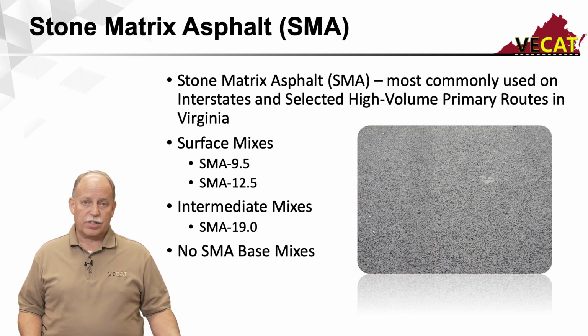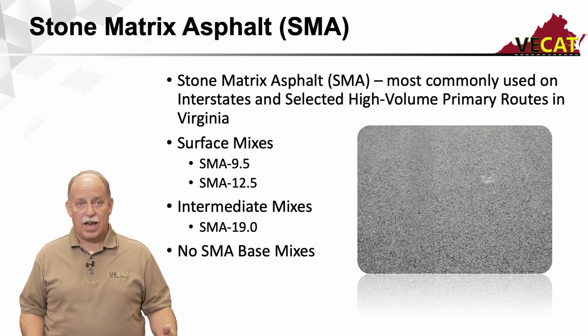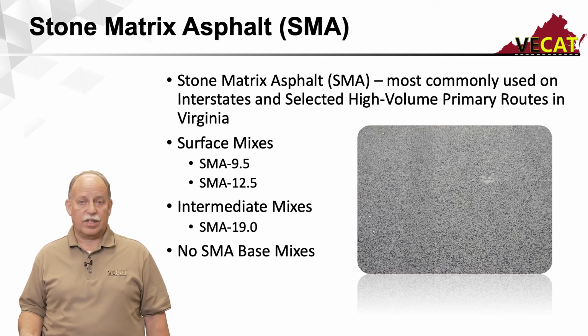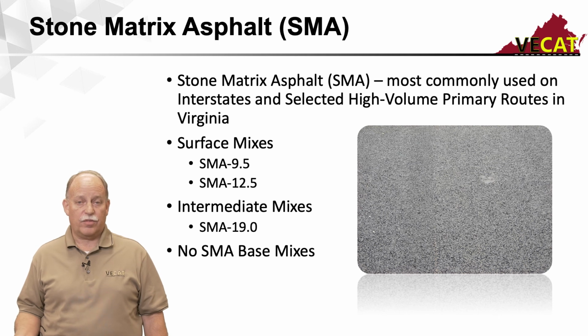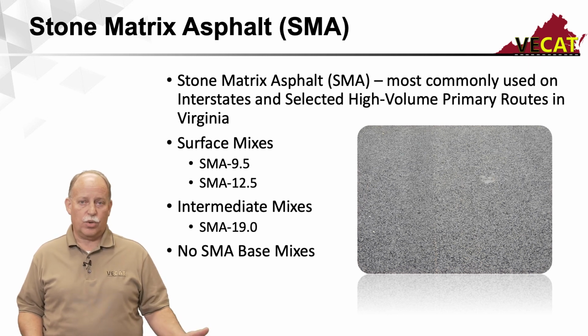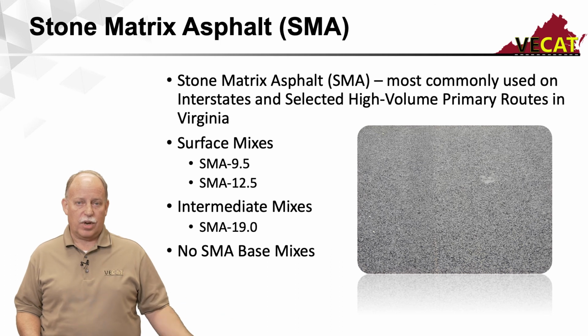On the surface mix side, we have SMA 9.5 and SMA 12.5. And again, that's the same metric equivalent. So 12.5 is that top size 1/2 inch, 9.5 is the 3/8. We have an SMA 19 as our intermediate mix, but we don't use SMA in our base mixes. We continue to use the BM 25 dense graded mixes that I spoke of on the last slide.